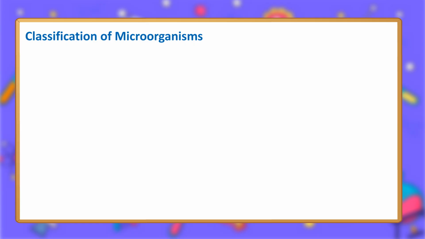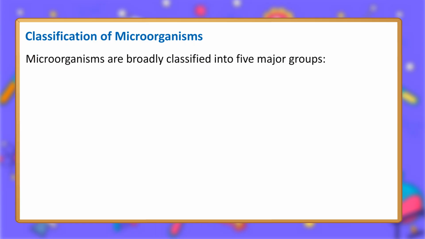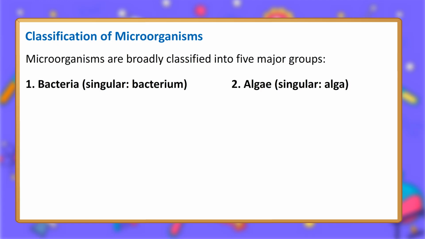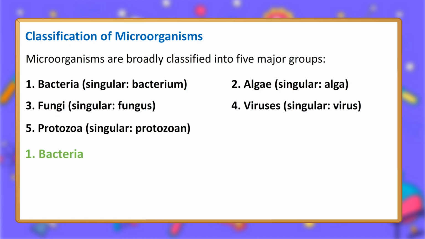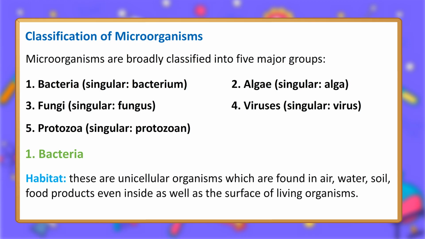Classification of microorganisms. Microorganisms are broadly classified into 5 major groups. 1. Bacteria, singular, bacterium. 2. Algae, singular, alga. 3. Fungi, singular, fungus. 4. Viruses, singular, virus. 5. Protozoa, singular, protozoan.